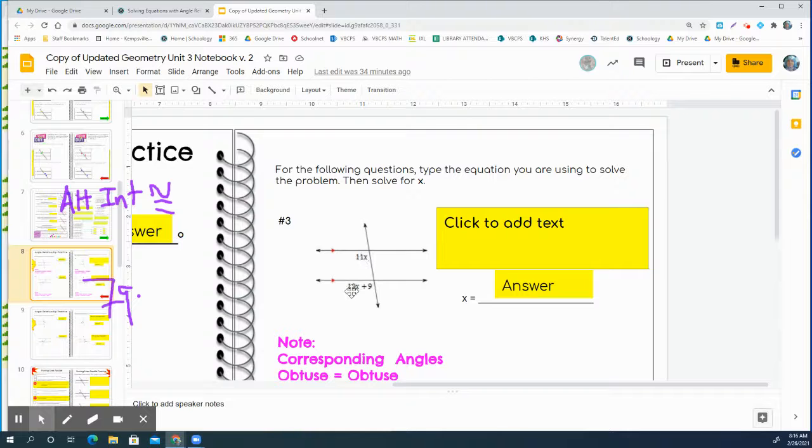So 11x equals 10x plus 9. We're going to do this the exact same way. We just have some expressions here. So we know corresponding angles just float down. They're going to be equal to each other. So on a scratch piece of paper, you're going to do 11x equals 10x plus 9. Which does give you x equals 9.